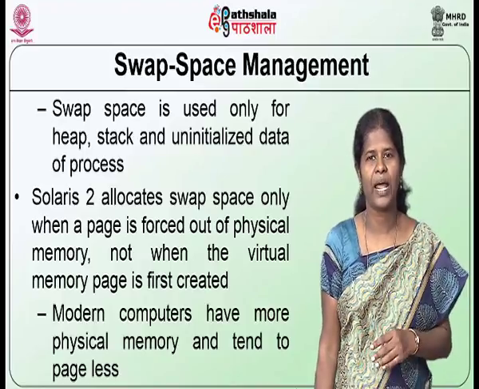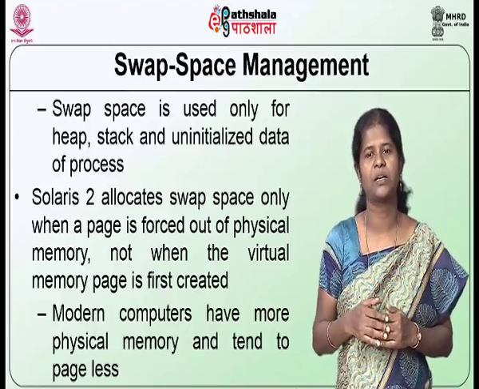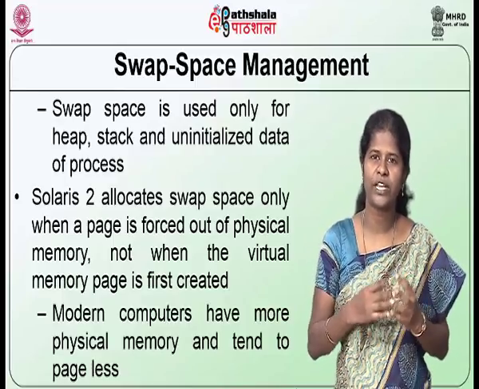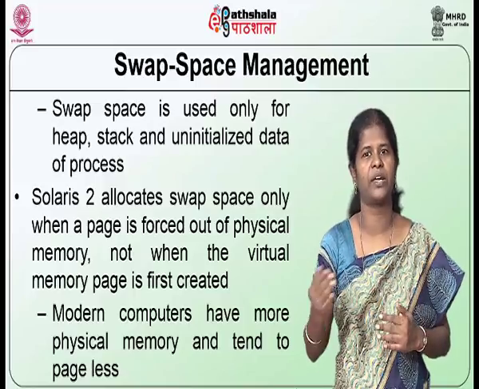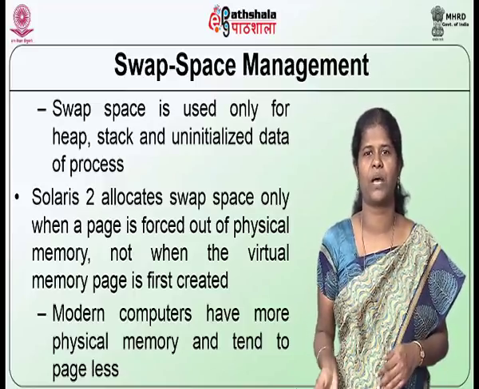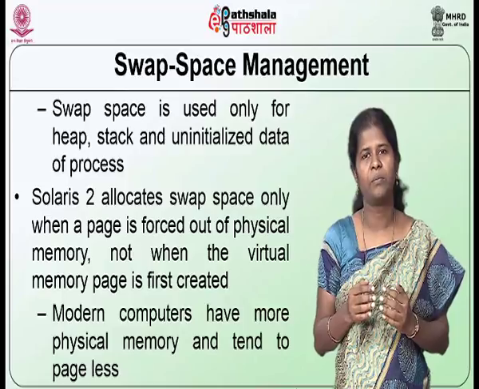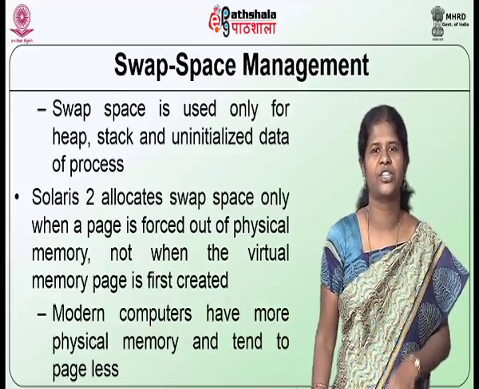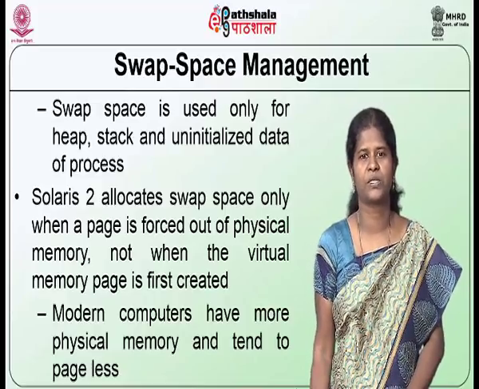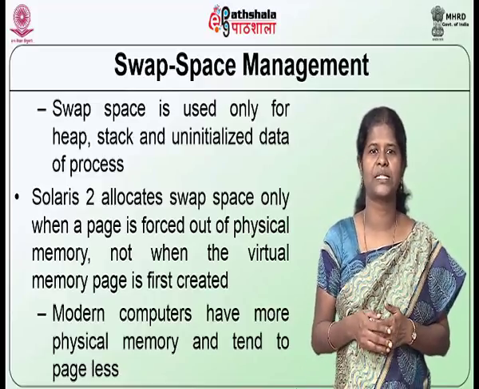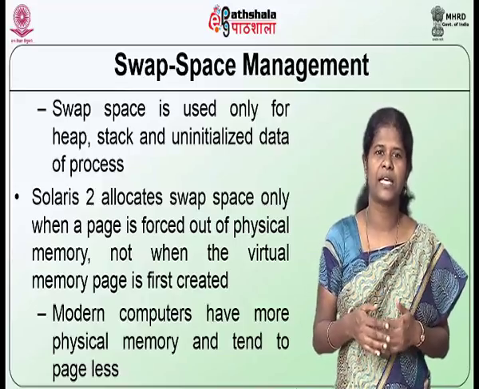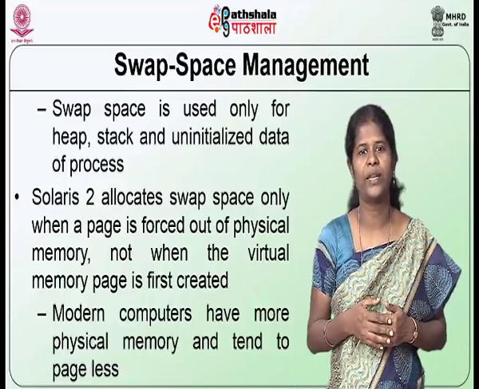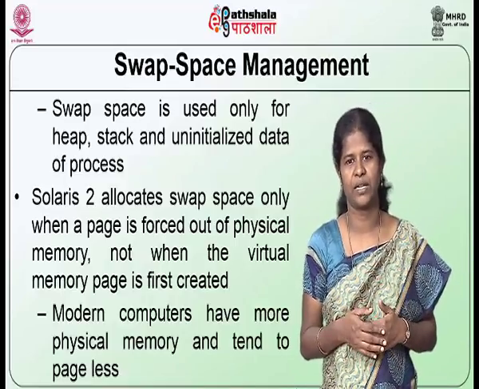Solaris 1 maintains swap space only for the data region, because the data region will vary over time. So, if you need to move out a data region from the main memory to the secondary storage, it will be put in the swap space. So, it maintains information in the swap space only for the heap, the stack, and uninitialized data of the process. And in Solaris 2, swap space is allocated only when a page is forced out of physical memory, not when the virtual memory page is first created.